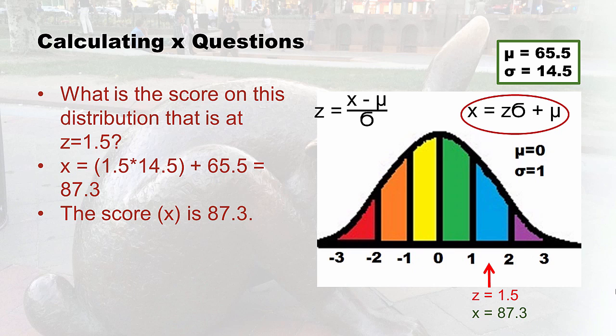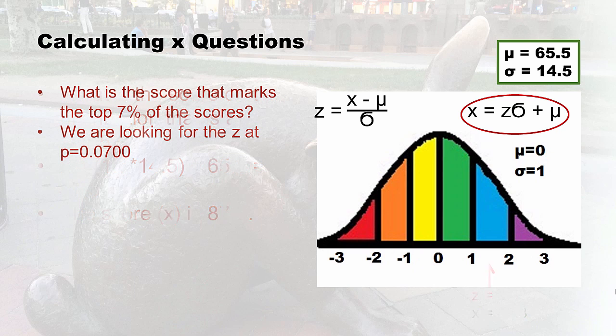Now, as you probably imagine, people don't go around asking, well, I wonder what that person's score is at z equals negative 2.3 or whatever. They don't usually phrase it like that. Usually you see a question like this: what is the score that marks the top 7% of scores? That's a secret way of saying we are looking for the z at p equals 0.0700. So we turn that 7% into a probability and we're actually looking for the z at p equals 0.0700. So how do you do that? Well, I'm going to show you.